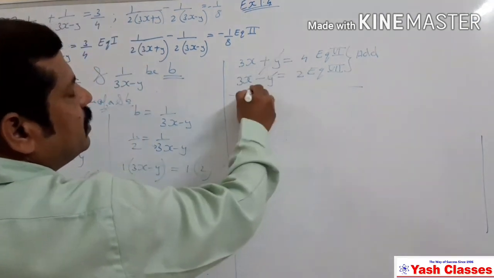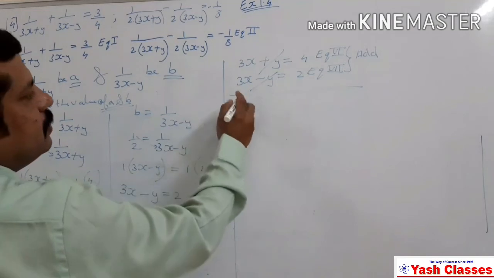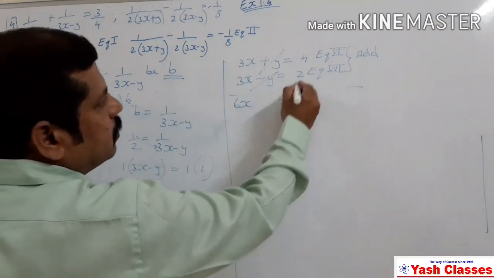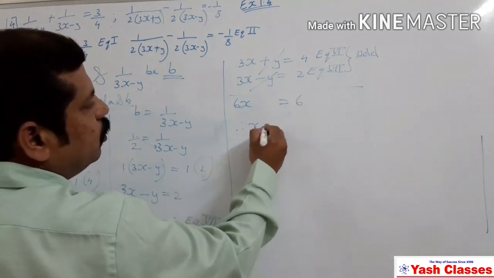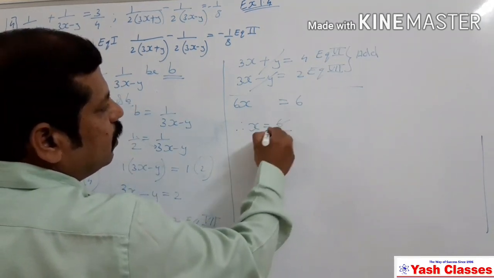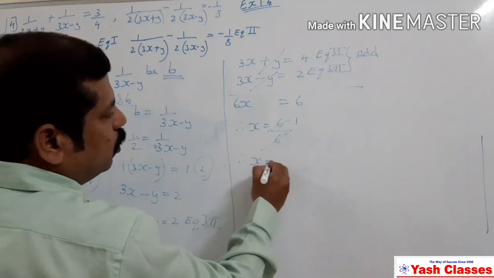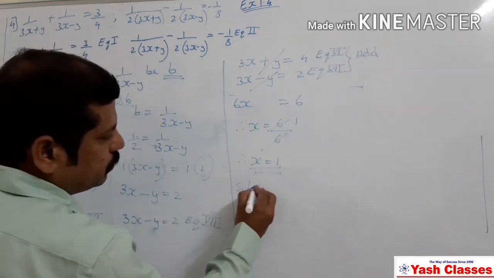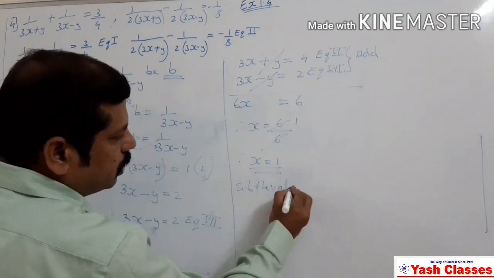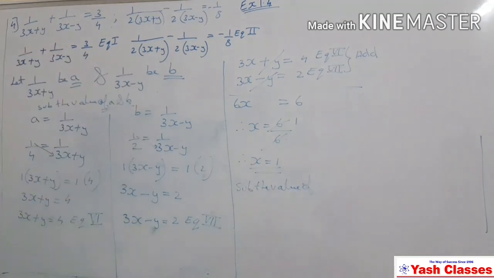Now this plus and minus cancel. 6x, 2 plus 4, 6. Therefore x is equal to 6 upon 6, cancel, 1. Therefore x is equal to 1. Here you got x 1. Substitute the value of x.